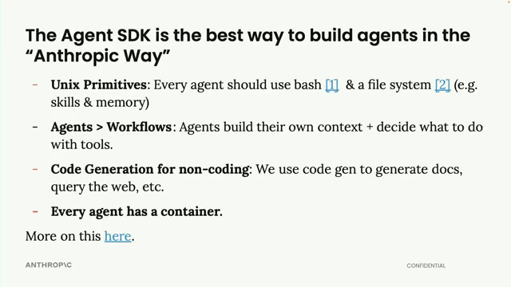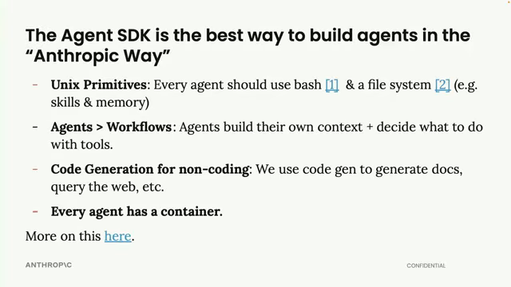Agents, you can also make workflows, I'll talk about that a bit later. The agents build their own context. Thinking about code generation for non-coding, we use CodeGen to generate docs, query the web, do data analysis, take unstructured action. So there's a lot of this that can be pretty counterintuitive to some people. And again, in the prototyping session, we'll go over how to use code generation for non-coding agents.